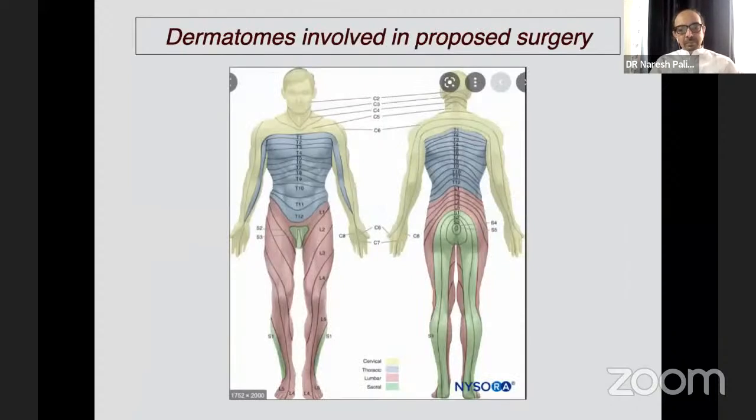These are the dermatomes, which we have already seen. For MRM, you need C7 to... C5 to T7.